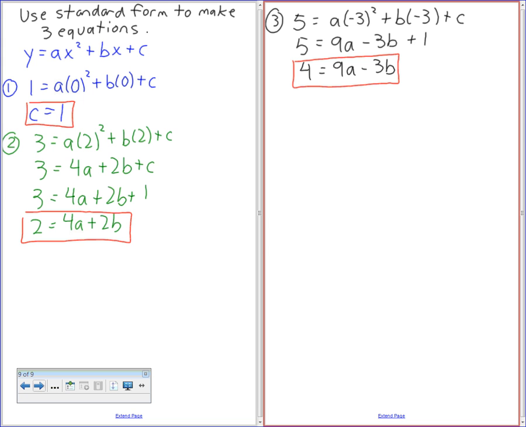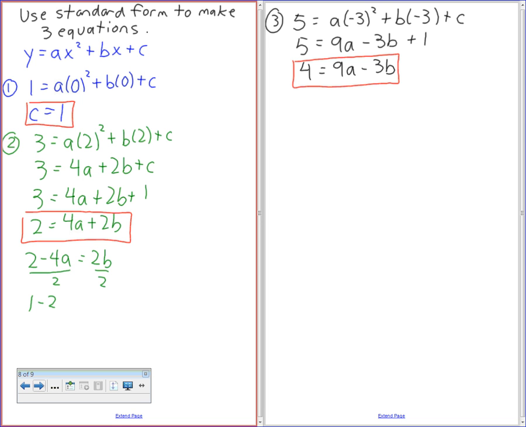Oh my goodness. 2 divided by 4a equals 2. So 2 minus 4a, and then you divide that by 2. You get b, so it's 1 minus 2a equals b. Great, wonderful, awesome. So I've isolated b. How does that make the world a better place?